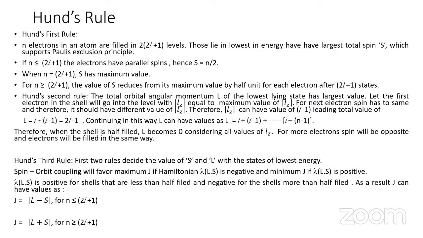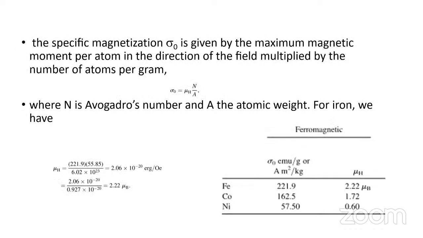Now, as I was talking about why a particular substance behaves as a ferromagnet and others as paramagnetic, it's basically decided by the electronic configuration of the material.